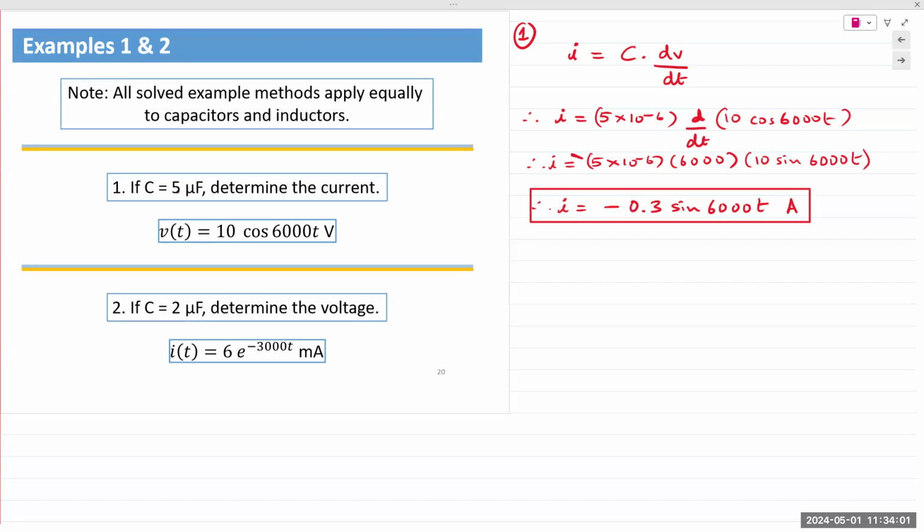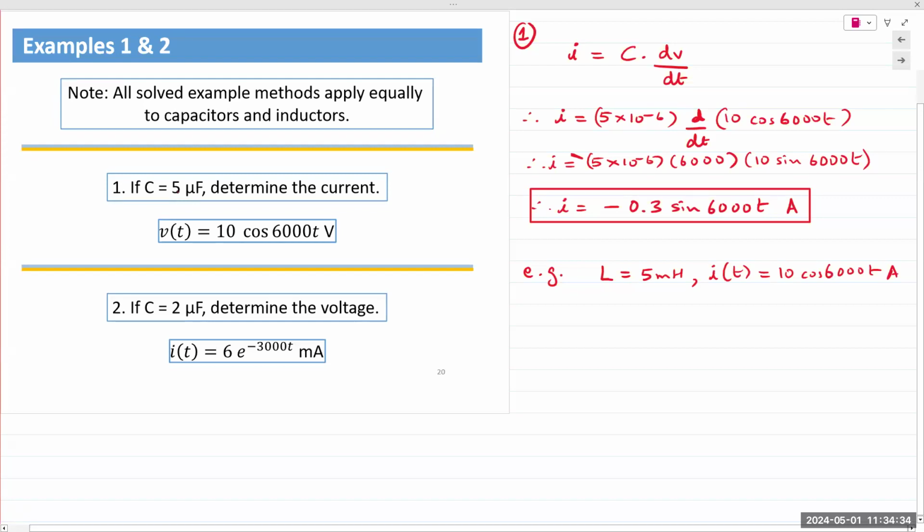Okay. The same example problem for an inductor would look like this. Now, I'm not going to solve this, but just to illustrate. Let's say inductor value L is given as 5 millihenry, perhaps. And then you're given the inductor current I of t as 10 cos 6,000 t amps. And you're asked to find the voltage. Well, if you're given L, you're given I, plug in the equation, V is L di over dt, and solve.